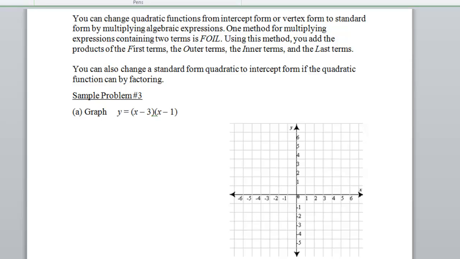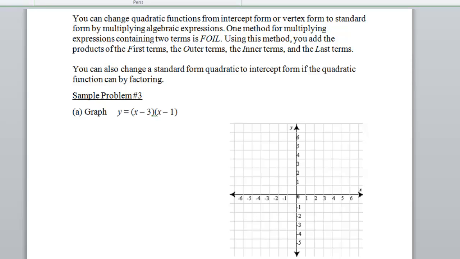So before we work a couple samples here, something that you may have noticed is that between the vertex form and the intercept form and standard form, there's many different ways for us to move back and forth between the three types of quadratic forms.